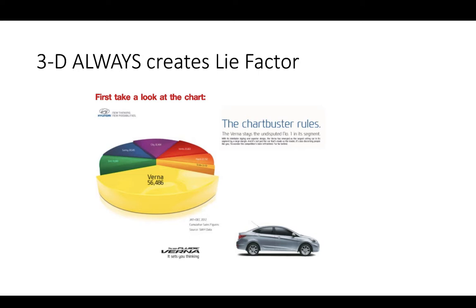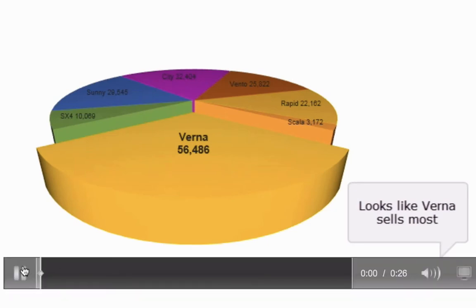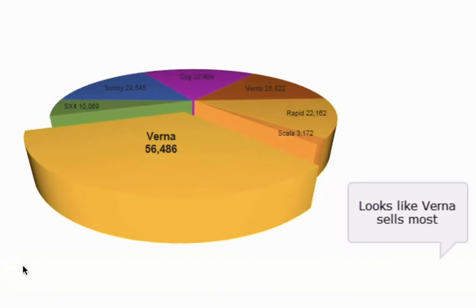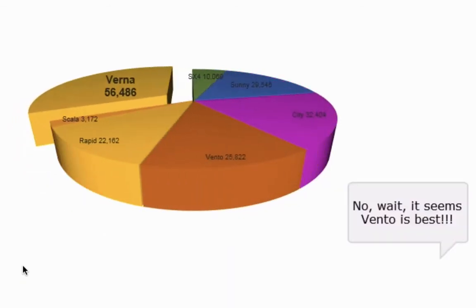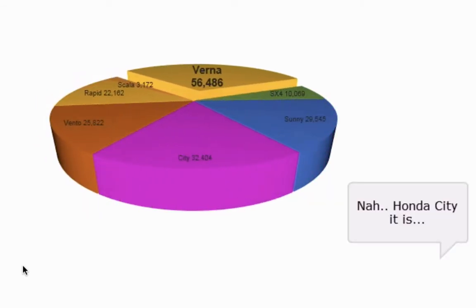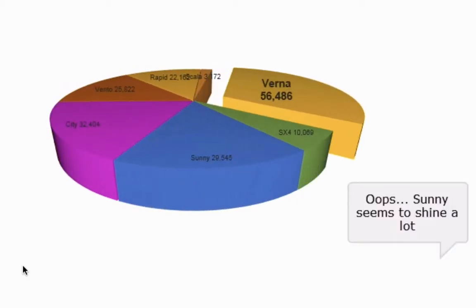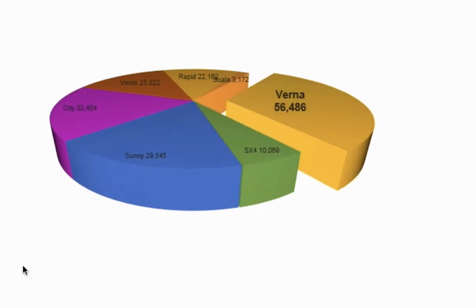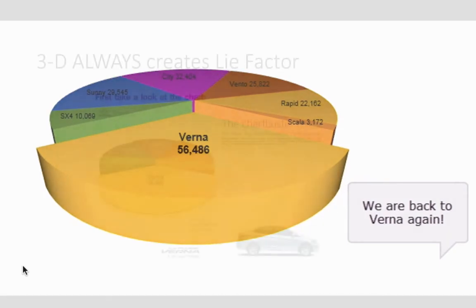Well, let's take a look at that with a little graphic that kind of shows what's happening here with this example. So here we look at this graph where Verna is exploded toward us, and it looks like it's so big, but as we rotate this graph around, it actually looks like now it's smaller than some of these other points are, right? And so we see here that simply by rotating the three-dimensional object, we can totally create lie factor either for or against what we want to.